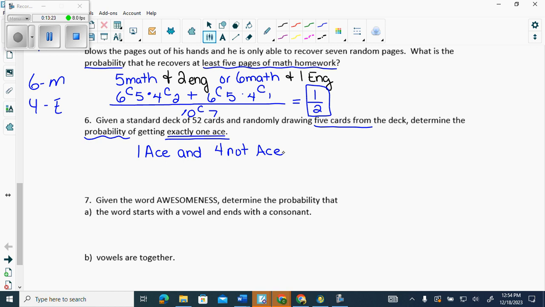How many aces are there? 4, and I choose 1, and not aces. 48, and I choose 4. All over total, no restrictions. 52C5. So I got 0.30 if I say to the nearest hundredth. If I don't say percent, if I say to the nearest hundredth, that's what it is.